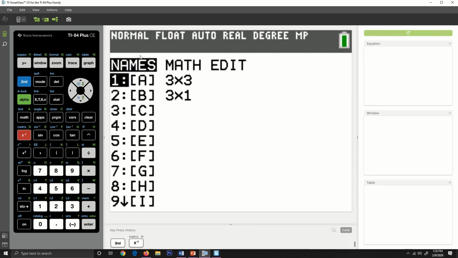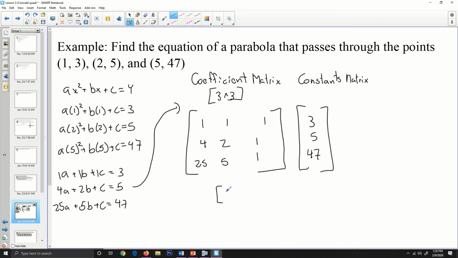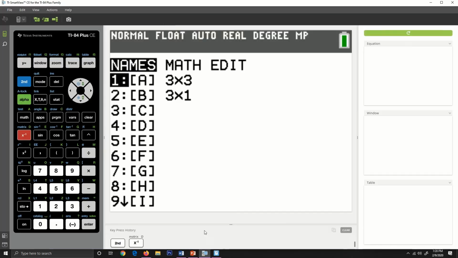And now we're going to stay in the names column because we want to do that matrix. What we want to do here is bring up the A matrix, take the inverse of that, and then multiply that by what we call the B matrix. What that's going to give us is our A, our B, and our C. All right, so let's go ahead and do that.